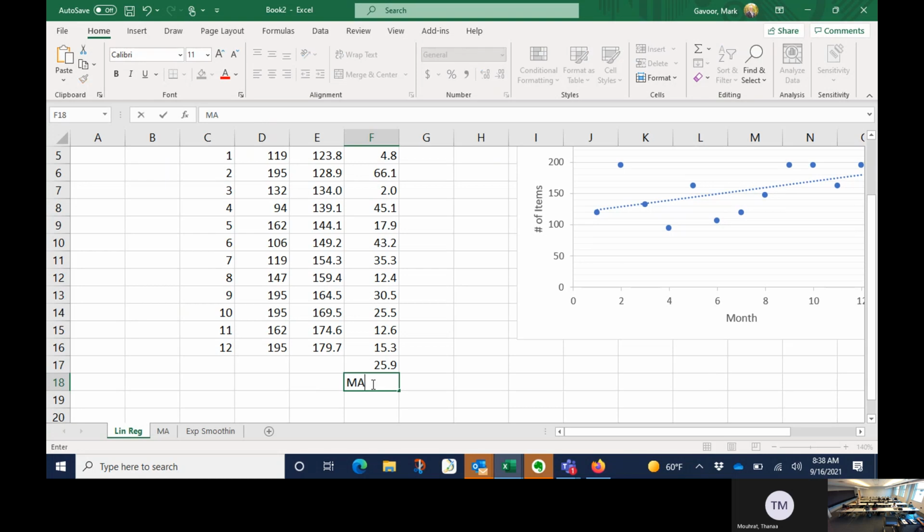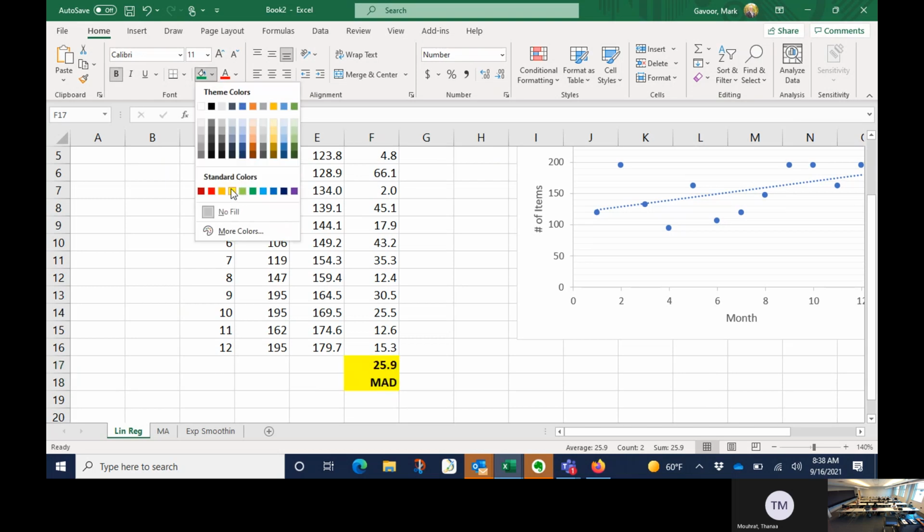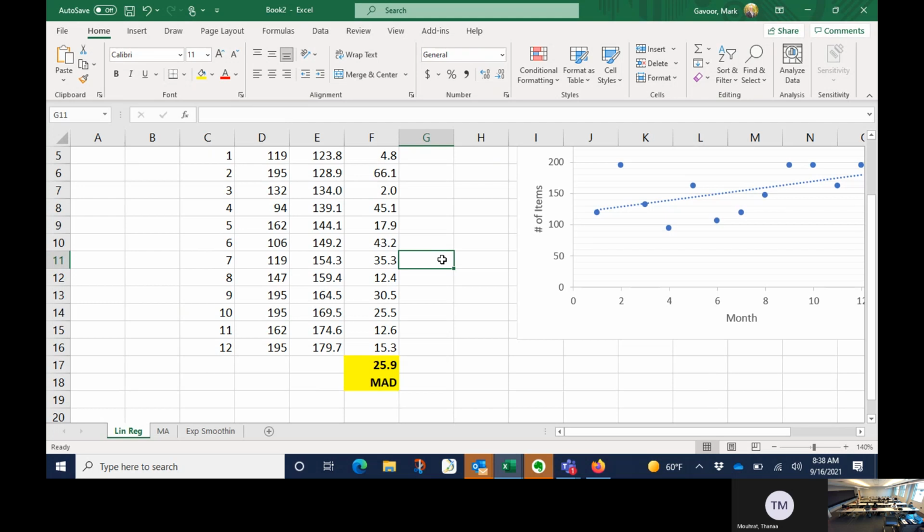Now, here's what I do. I write underneath that MAD, because I know that means mean absolute deviation, and I'm sure you do now too. And then I make that bold, and maybe I highlight it in yellow to say that's one of my forecast accuracy measures. You don't have to highlight in yellow. You don't have to make it bold. You just have to know where it is.